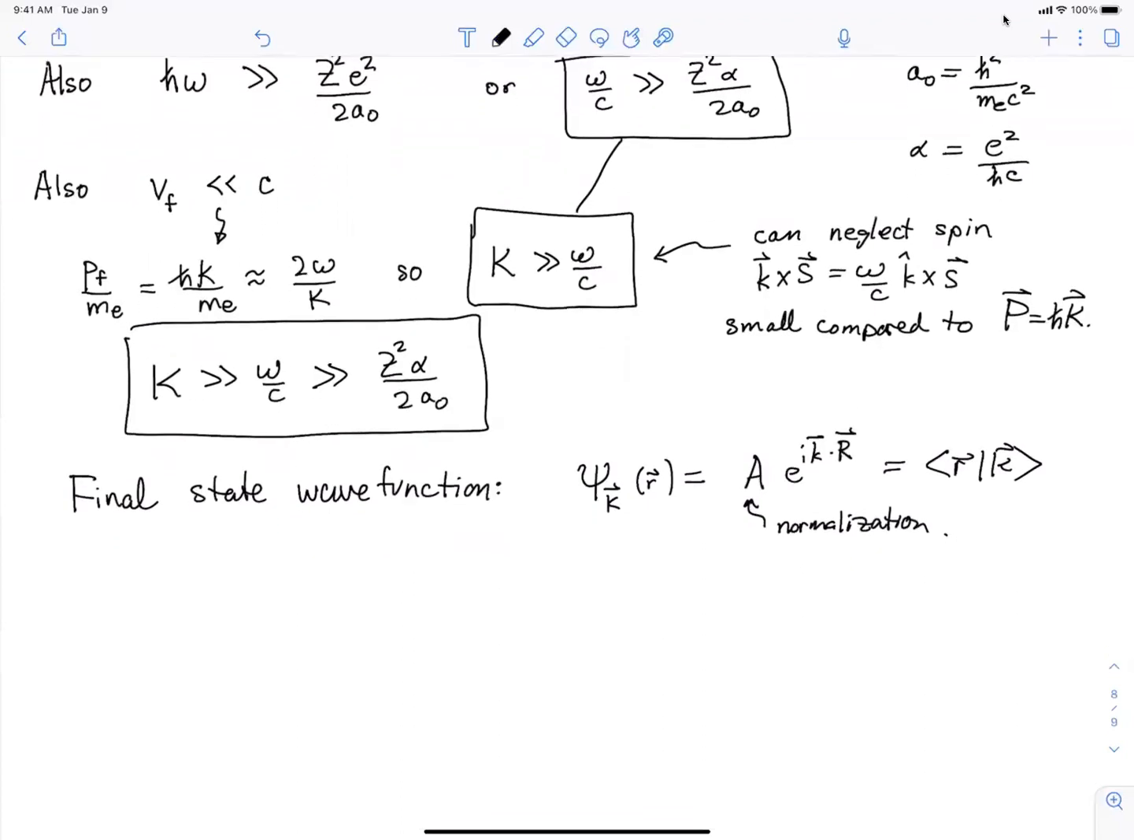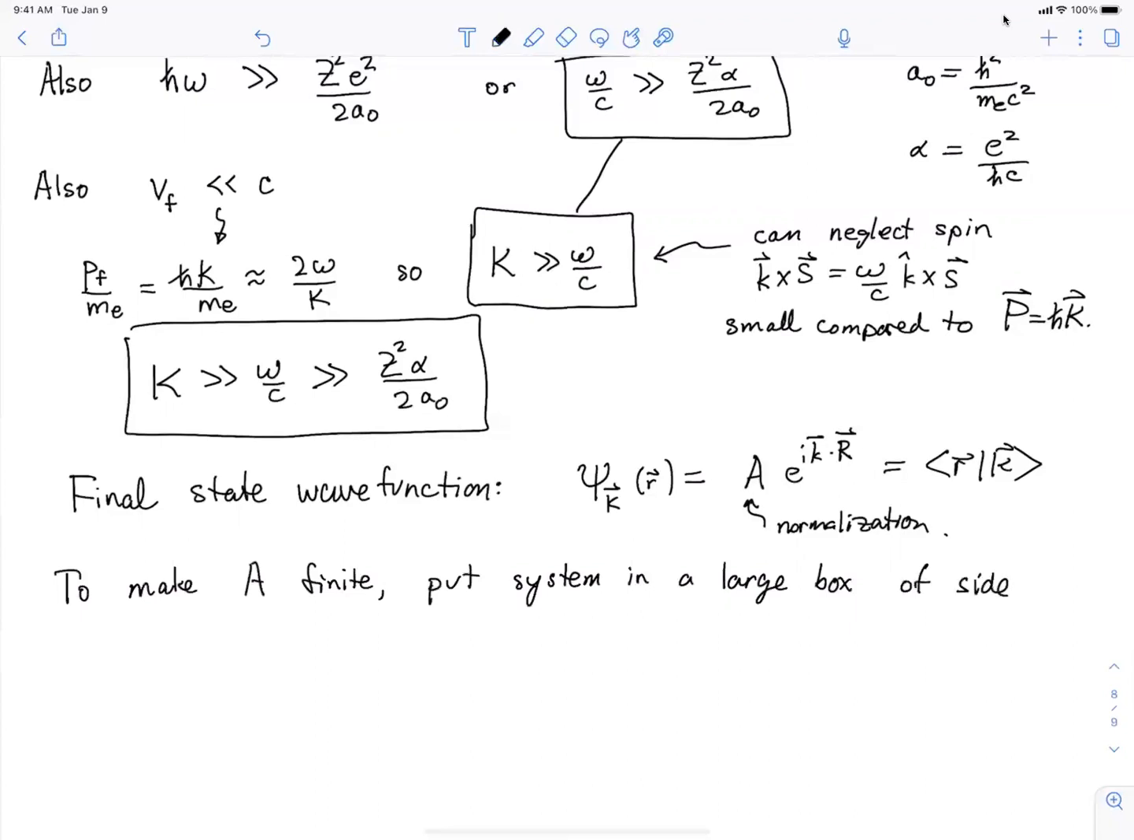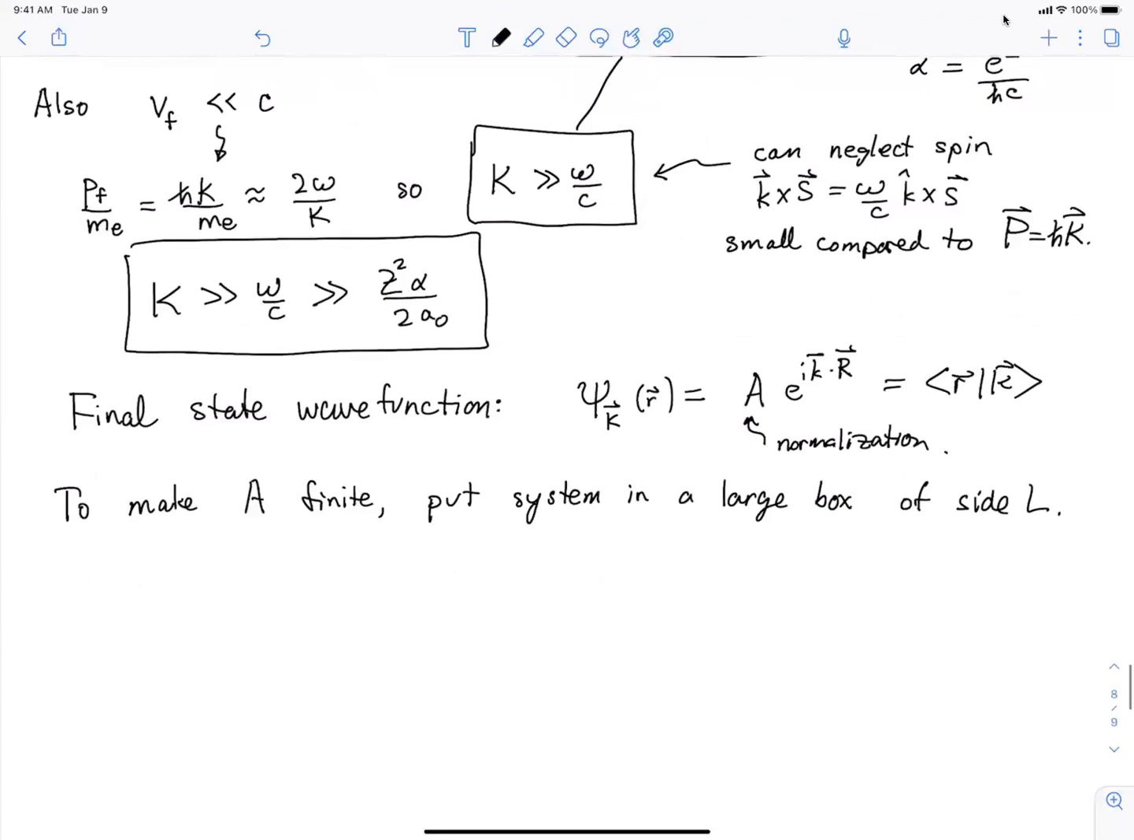So how are we going to deal with this to make our normalization factor be finite? We are going to put the system in a large box of side L. So whenever I say it's large, you get to ask, what does large mean? In this case, large means the size of the box is much, much bigger than the other relevant length scale, the size of the atom.